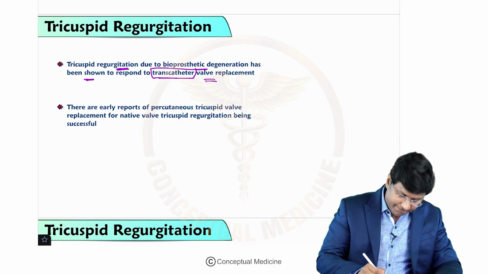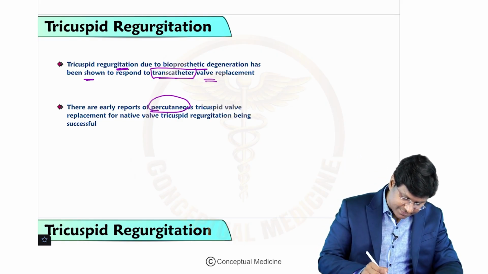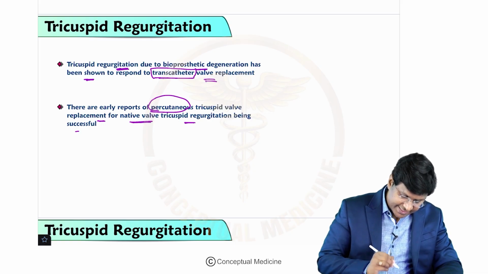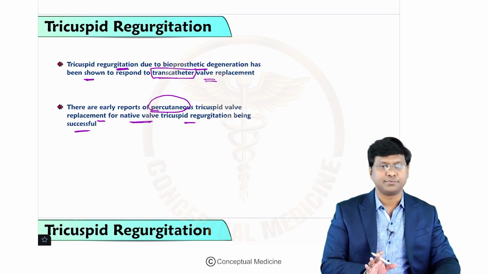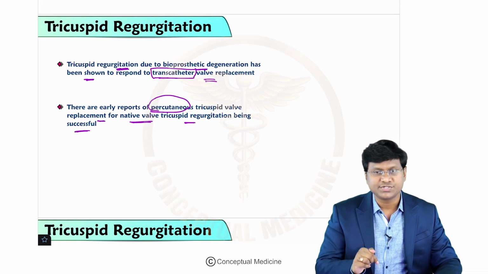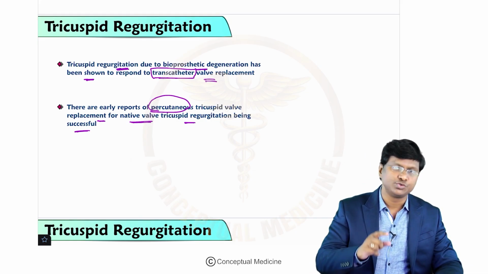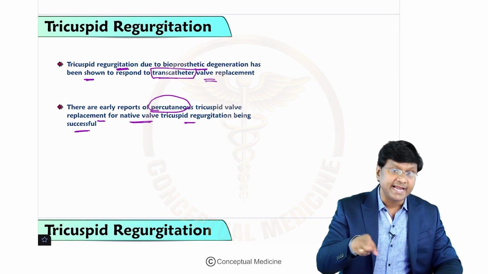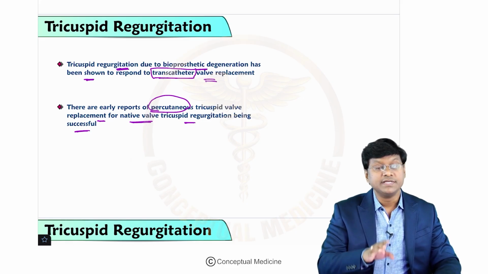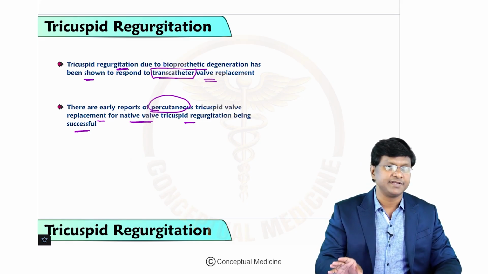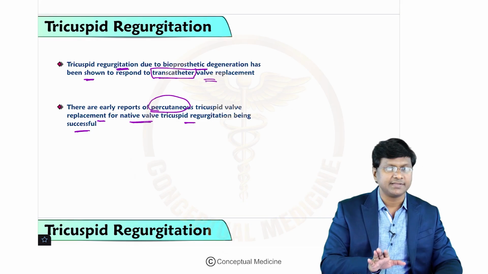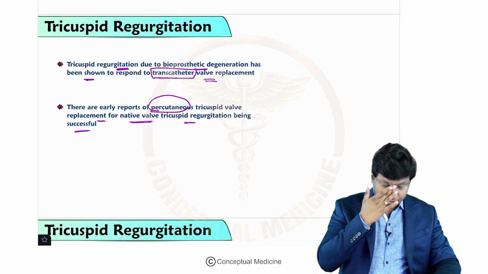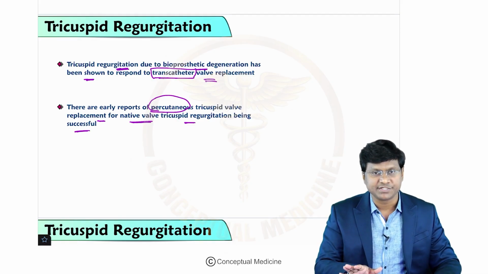Okay, but this percutaneous tricuspid valve replacement for native valve tricuspid regurgitation is being successful in some of the reports. So this transcatheter tricuspid valve replacement is useful for a bioprosthetic degenerated valve causing tricuspid regurgitation, as well as in case of native valve tricuspid regurgitation, some reports are there which have shown success. Okay, next. So this completes the discussion of tricuspid regurgitation.